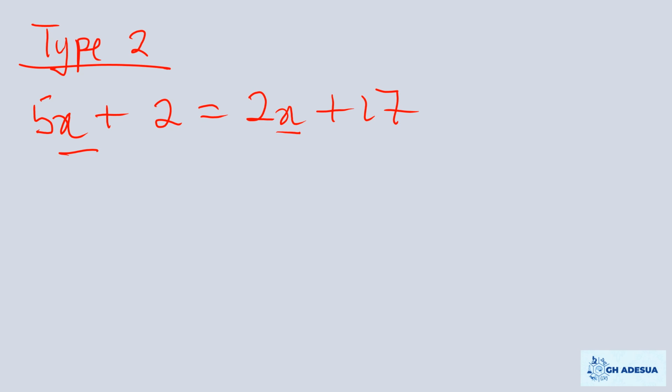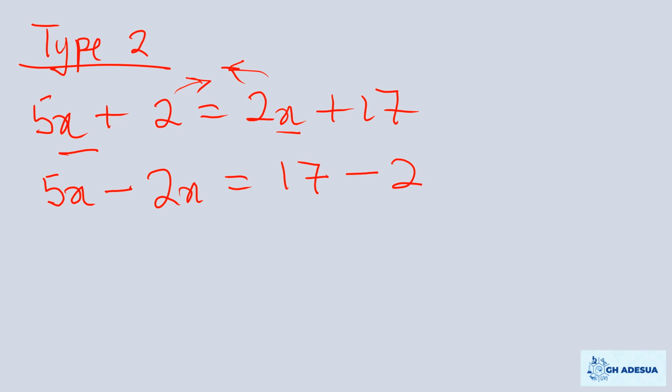So we bring all to the left-hand side. So we have 5x staying here, then the 2x would cross over the equal sign. So that will become minus 2x is equal to 17 is on that side, and 2 would also move to that side, making it minus 2. When you cross the equal sign, your sign changes.